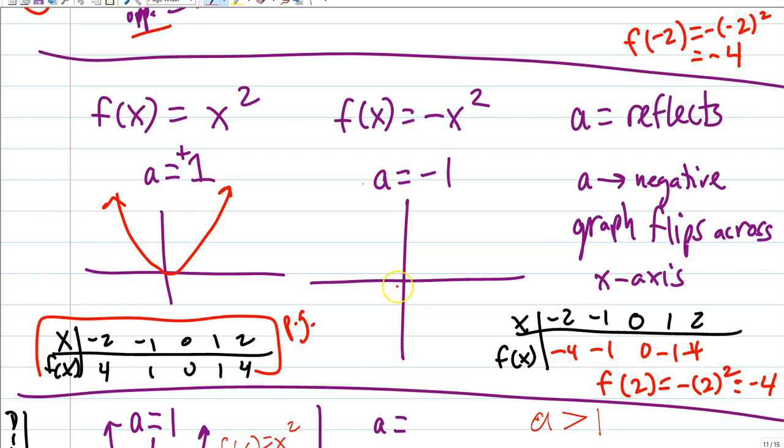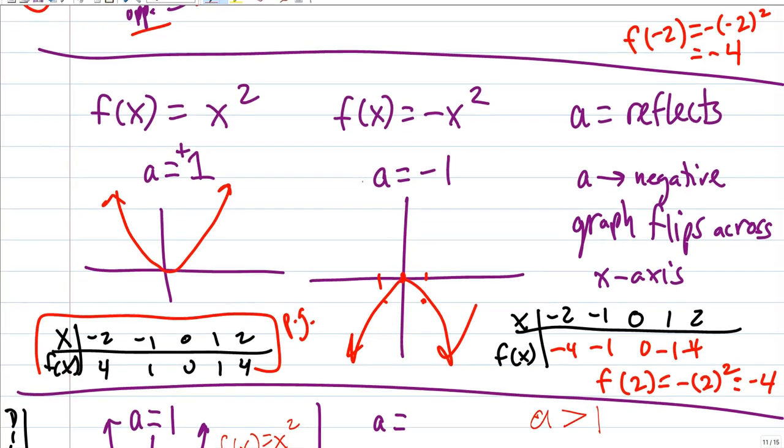But the idea is that it's the same graph, it's just reflected downward. Okay, so that's what the A does. It reflects it either up or down. Also, it will either stretch or shrink the graph. You'll get this all just by plotting some points.